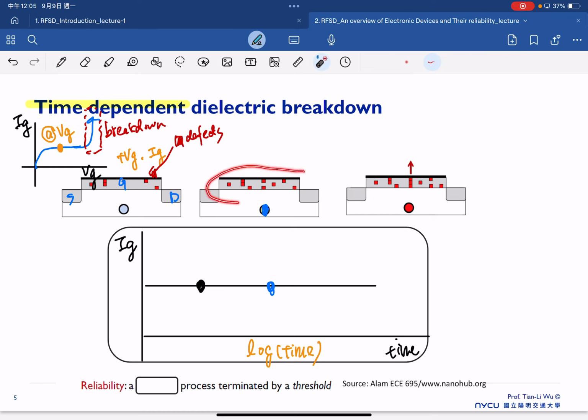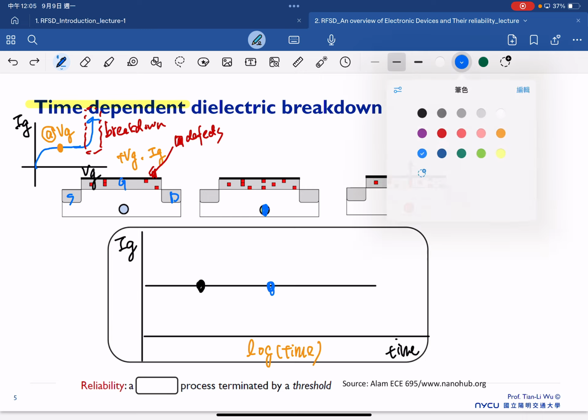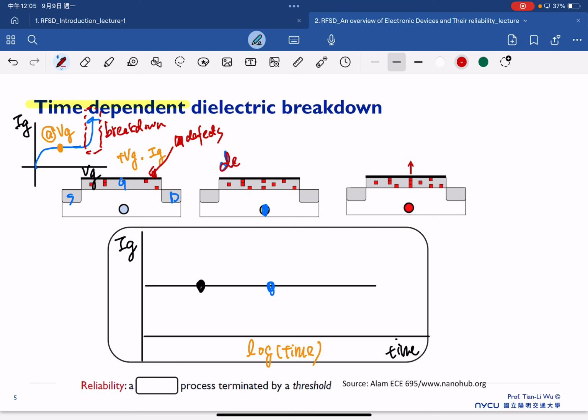you can see the defect number is increased. So defect numbers are increased at this moment, but we still have a relatively low gate current. But with a higher possibility we reach the case up to here, where the defects are enough to form the leakage path, because right now the defects are side by side connecting with each other, and this can become a leakage path.